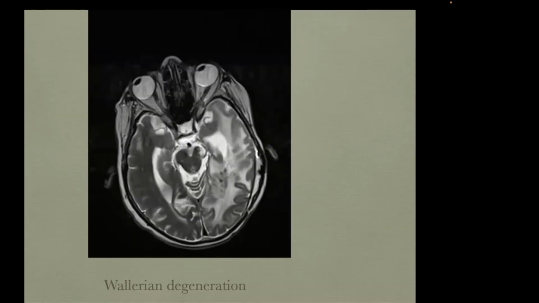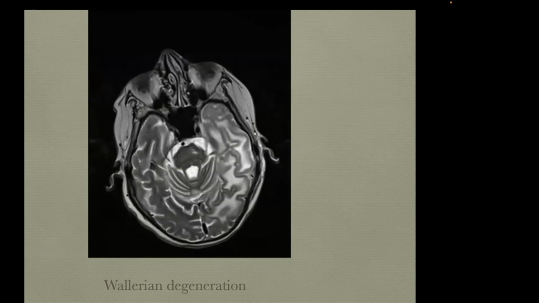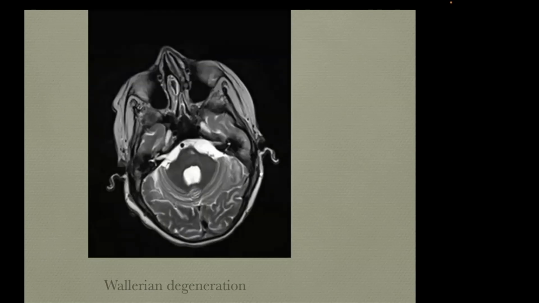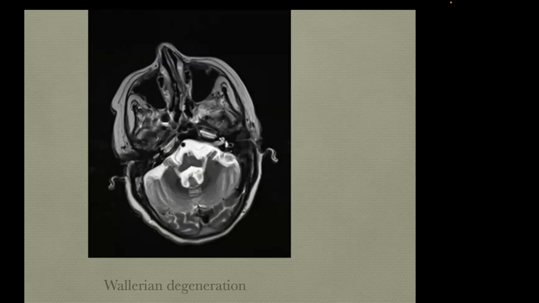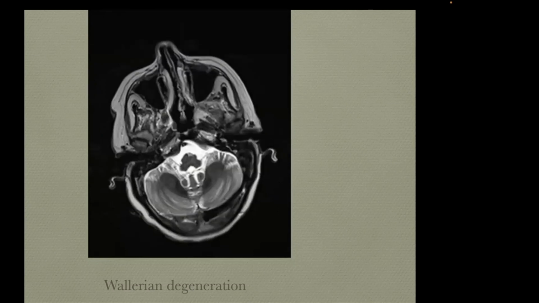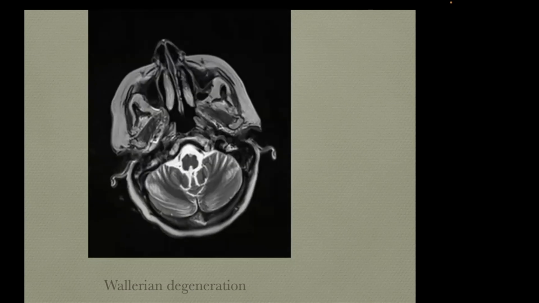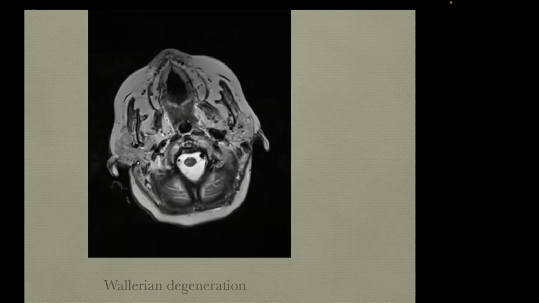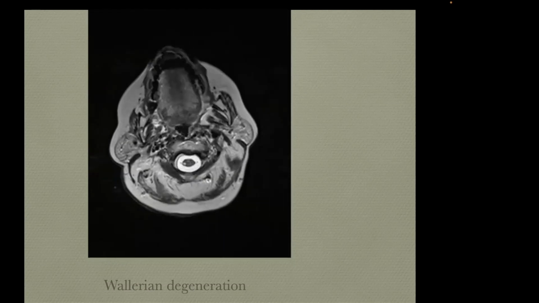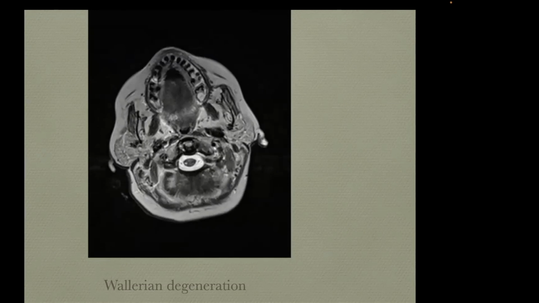So again, we're going to go from the top to bottom just to emphasize this movement of the crossing motor tracts at the level of the upper medulla, and where it crosses here in the lower medulla to end up on the opposite side of the cord. So again, this is just an illustration of the crossing motor fibers.